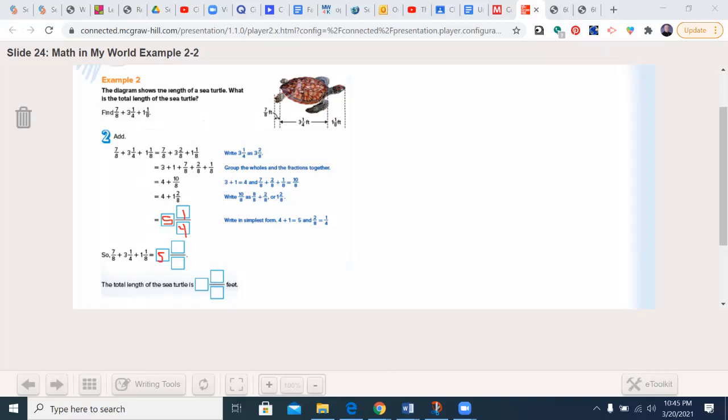The total length, 5 1/4. 5 1/4 feet. So they like to have you write 5 1/4 a couple dozen times. And go ahead and fill that in. All right, I'm going to go ahead and clear the screen.